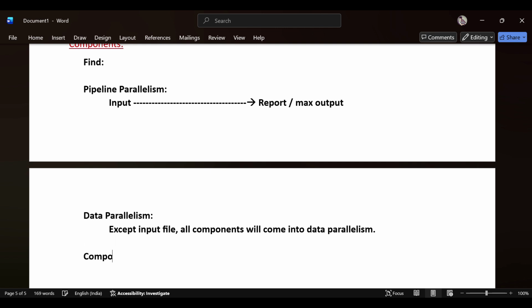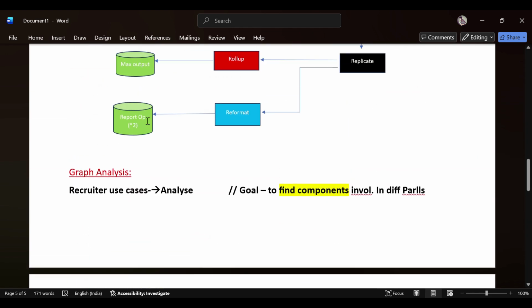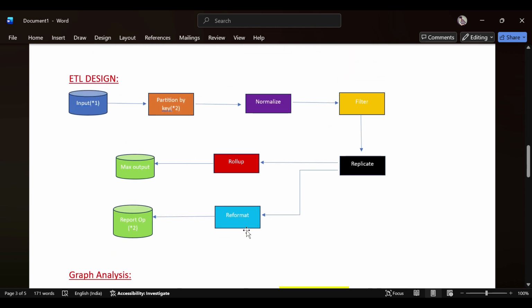And then component parallelism. Here, this one is except the input file, and this one is from the input to output. You can tell the names of the components as well.